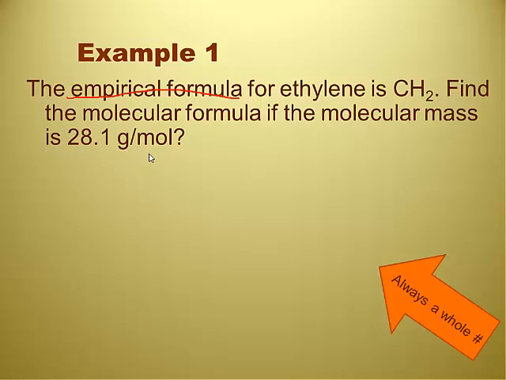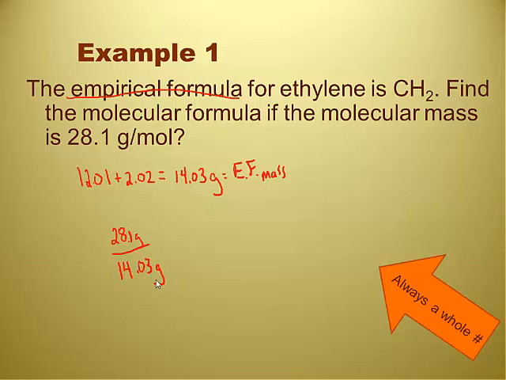Where we need to start is step 2: find the empirical mass. We have the empirical formula, so we need the empirical mass. There's 1 carbon and 2 hydrogens. I can do this by hand. So we're talking about 14.03 grams for the empirical formula mass. When we do this, we want to make a ratio. We want to compare the molecular formula's mass to the empirical formula's mass, which will give you a value of 2.